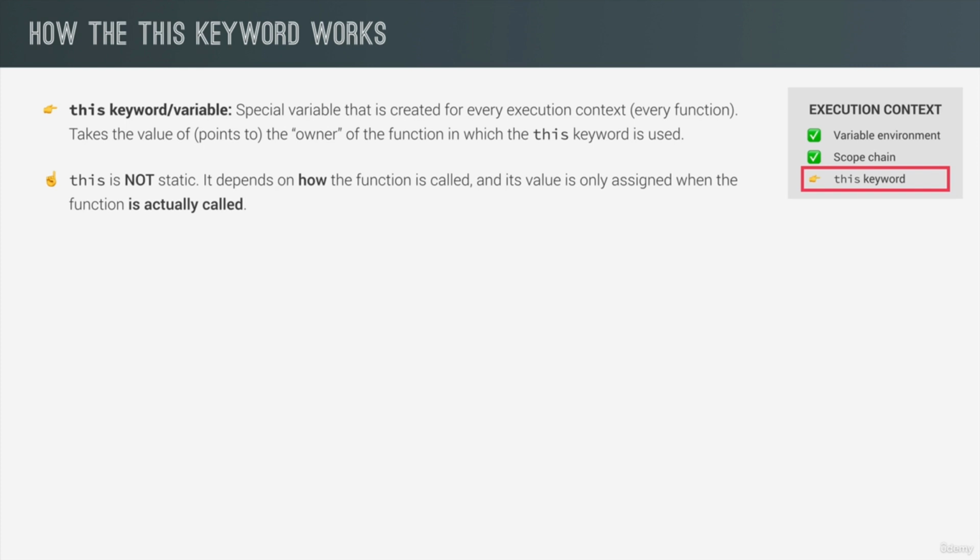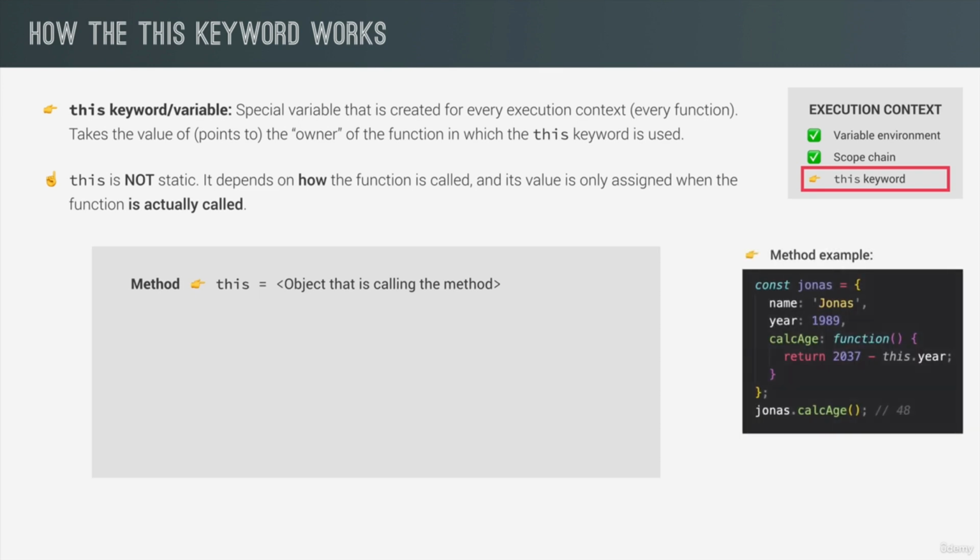But what does that actually mean? Well, let's analyze 4 different ways in which functions can be called. And the first way to call a function is as a method, so as a function attached to an object. So when we call a method, the this keyword inside that method will simply point to the object on which the method is called. Or, in other words, it points to the object that is calling the method. Okay? And so let's illustrate this with a simple example.